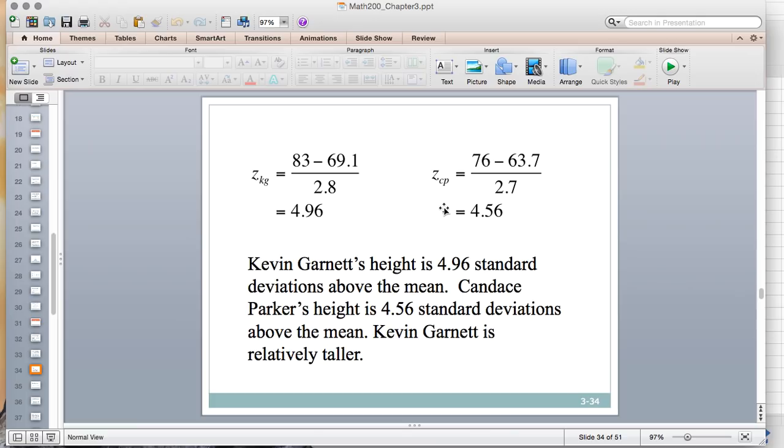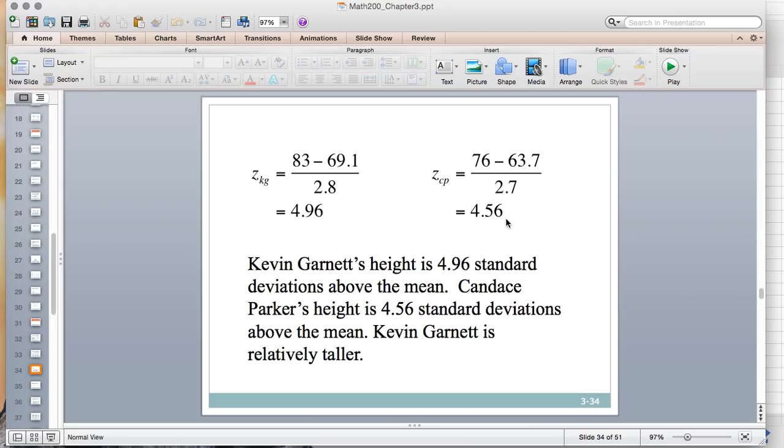Now for Candace Parker, we do the same thing. We take her height, which is 76 inches, we subtract the mean of 63.7, divide by the standard deviation of 2.7, and we get 4.56. So that means that Candace Parker's height is 4.56 standard deviations above the mean.